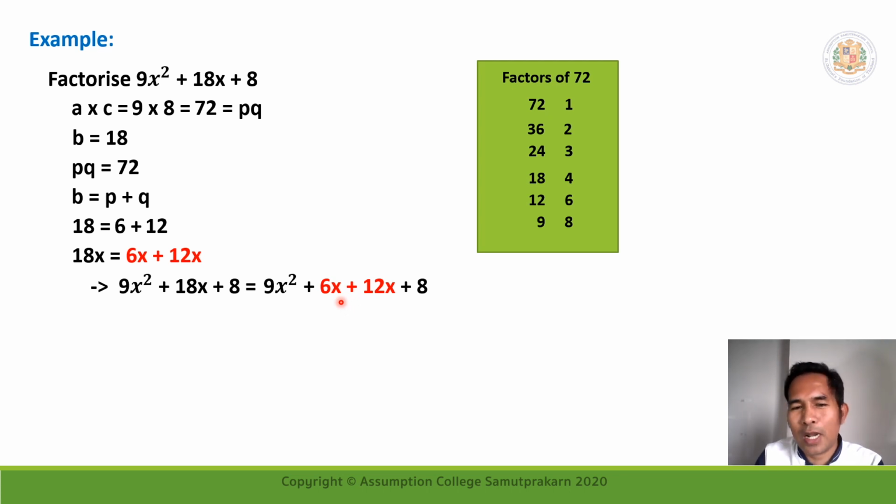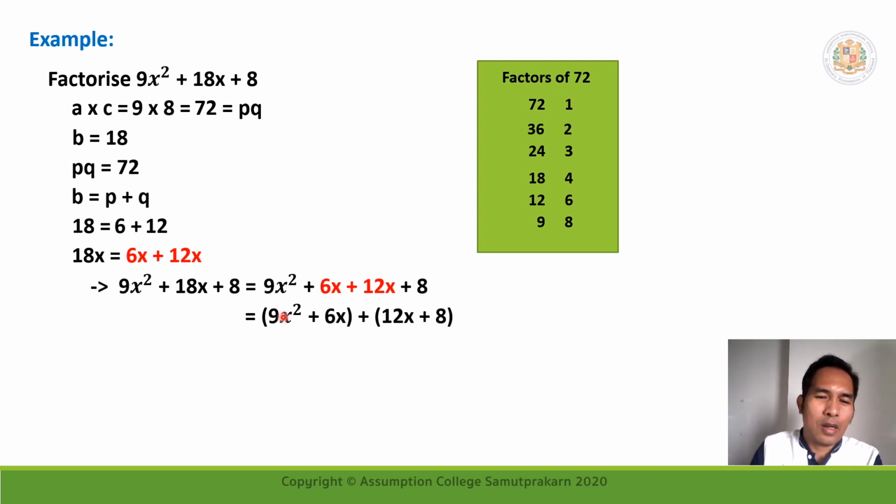Now we will factorize by grouping. Factorization by grouping, what are we going to do? First, we will put brackets. Okay, so we have one group, second group. Now, in the first group, 9x squared plus 6x, what is the common number that you can divide both by? When you look at 9 and 6, you can divide them by 3. How about x squared and x? You can divide by x.